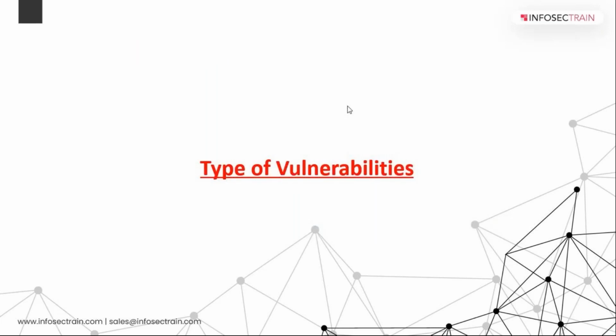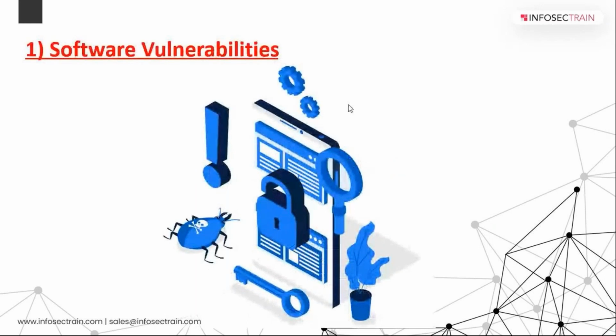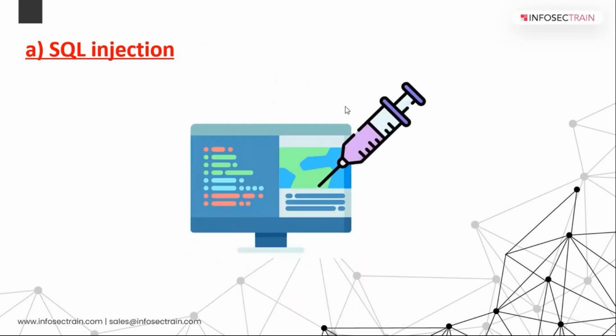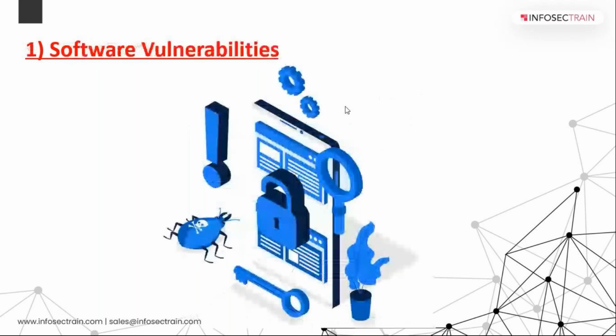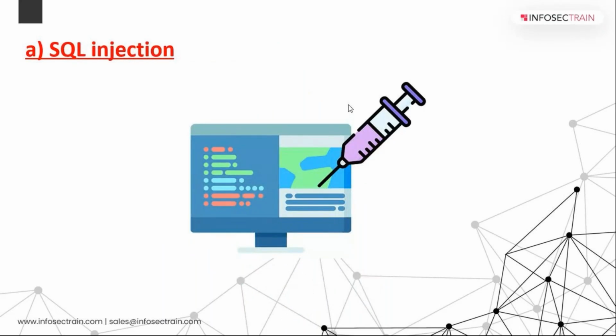Now let's talk about the types of vulnerability we have. The first kind is the software vulnerability, meaning vulnerability in your software. The first kind of vulnerability inside the subcategory of software vulnerability is called SQL injection. In SQL injection, guys, what really happens?